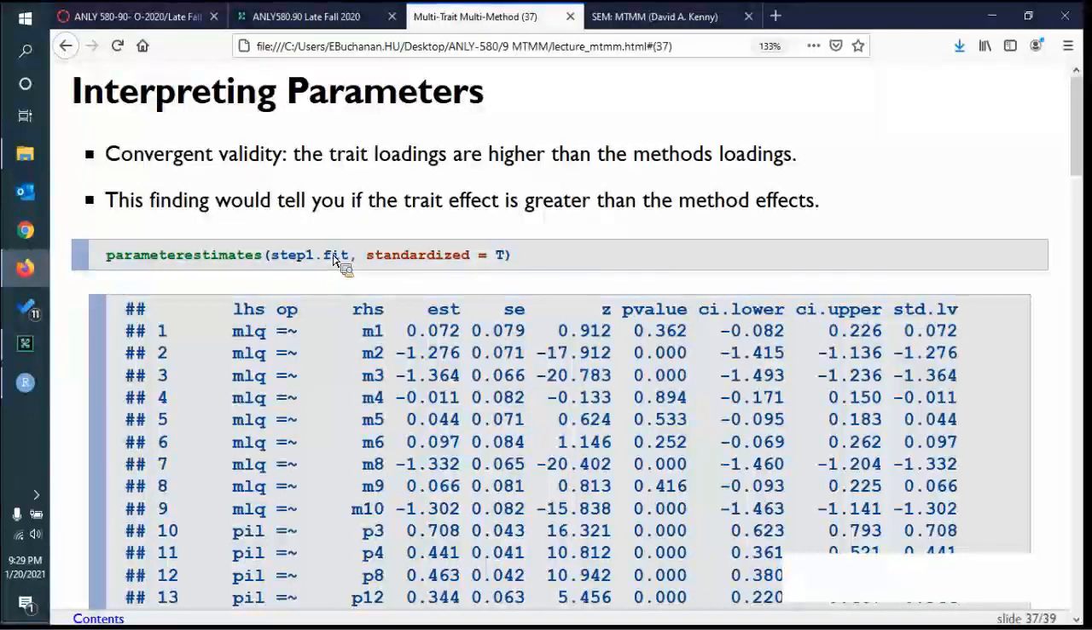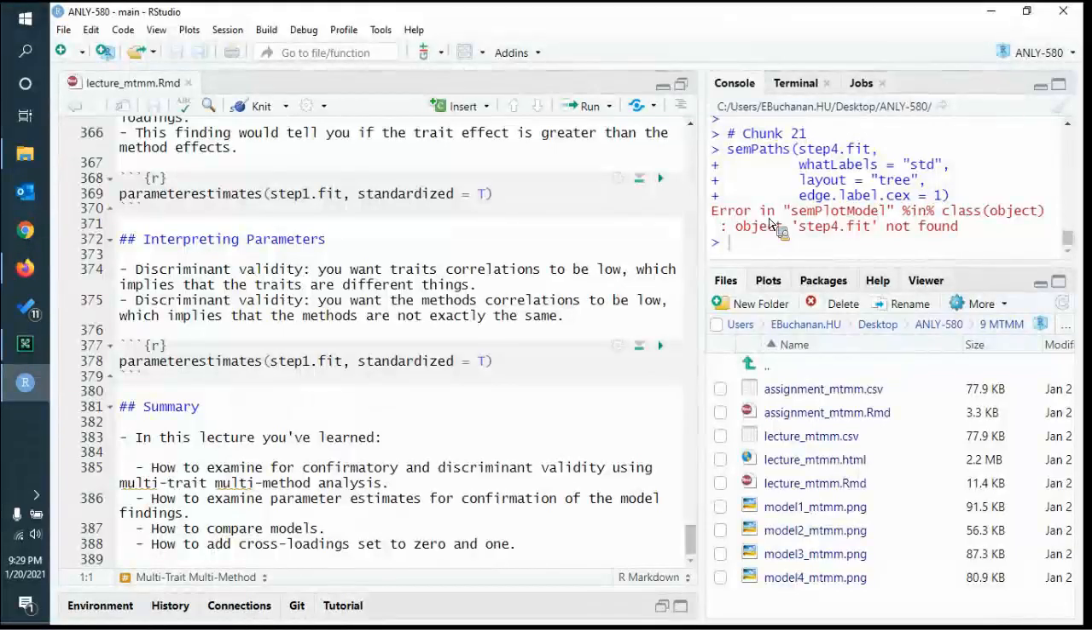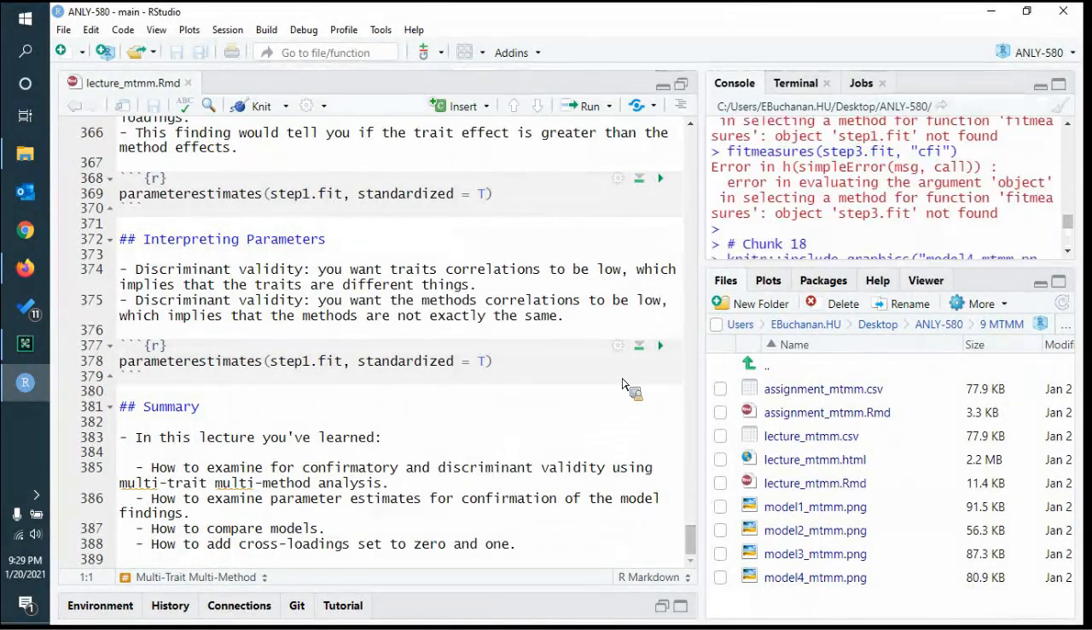But I haven't really distinguished yet if the measurement is on the trait side or on the method side, sorry. We've talked about whether or not the traits are too correlated or the methods are uncorrelated, but we haven't really captured if the variance is on the wrong side, right? So if the variance is all due to methods, that's not good. And so what we want to do, step four, fit dot found.